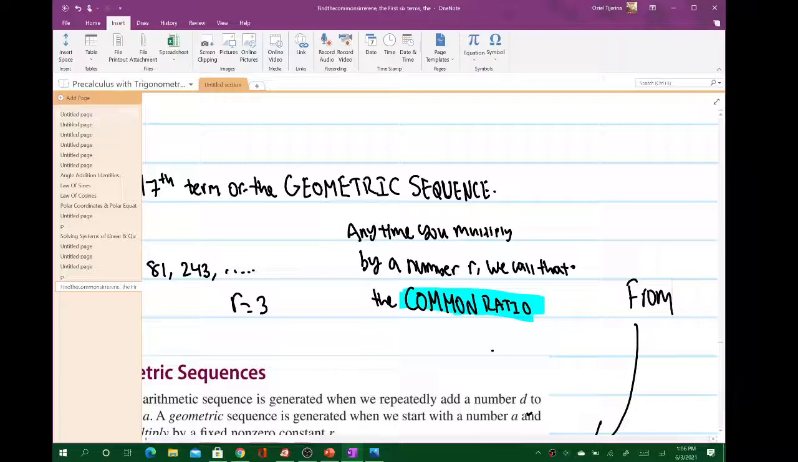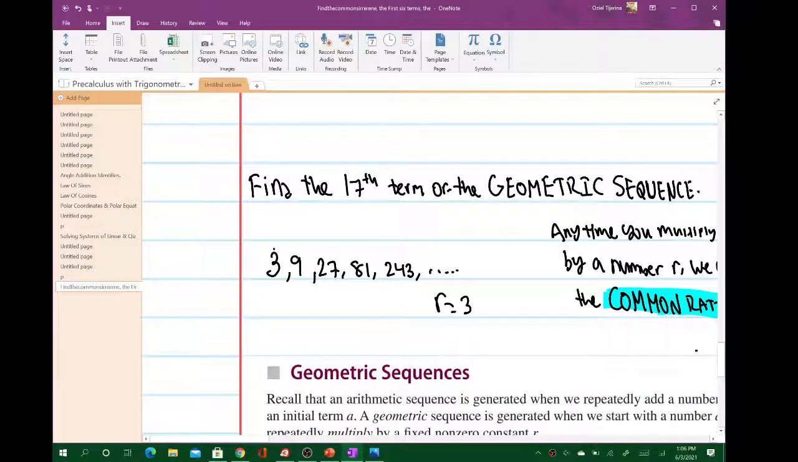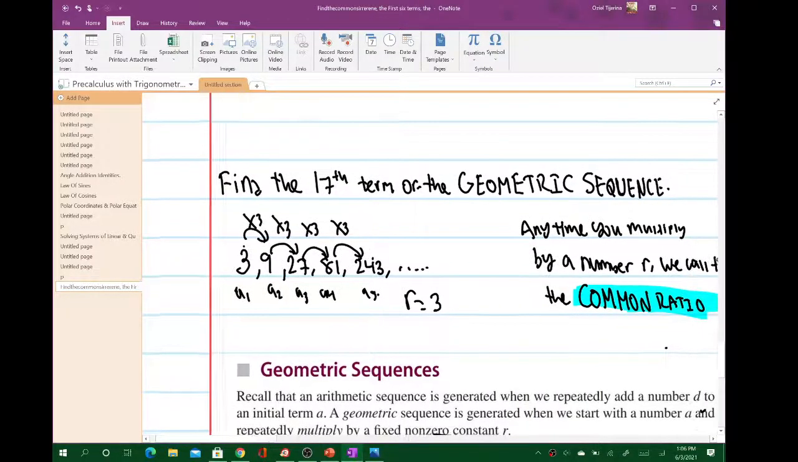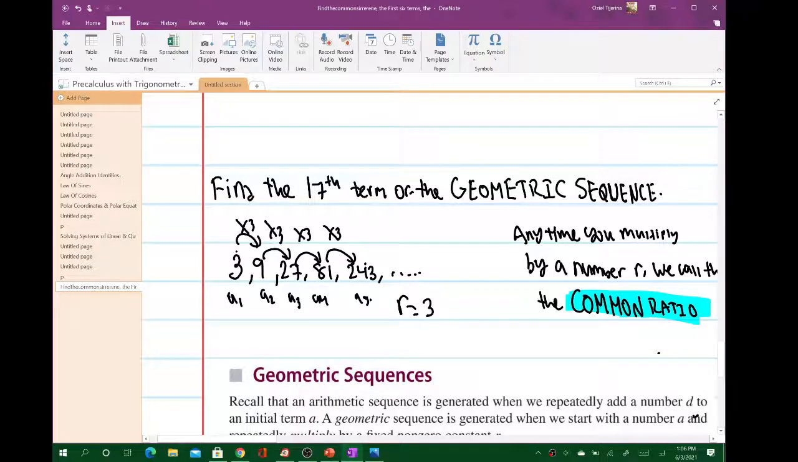It says, find the 17th term of the geometric sequence. Okay, now, this is a sequence, right? We have a sub 1, a sub 2, a sub 3, a sub 4, a sub 5. Now, what do you notice about this sequence, though? When we go from 3 to 9, we multiply by 3, and then from 9 to 27 times 3, from 27 to 81 times 3, from 81 to 243 times 3, and then we keep going, right? And we want to know what the 17th term of the geometric sequence is.